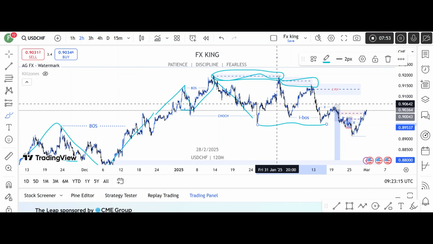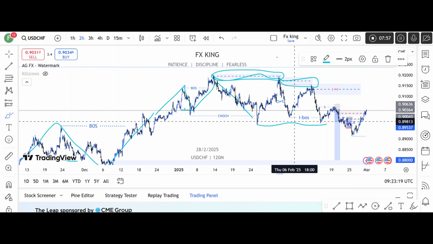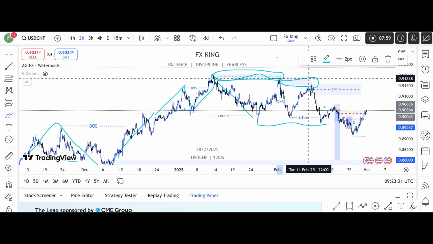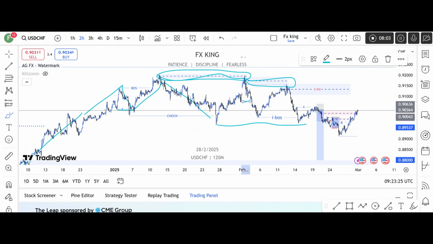Like it did here, it gave an internal CHOCH here, and then when it went up and tapped into that zone, it gave another one here. This is an internal break of structure. That's why I label it an internal break of structure.